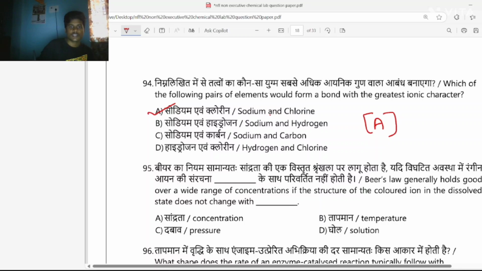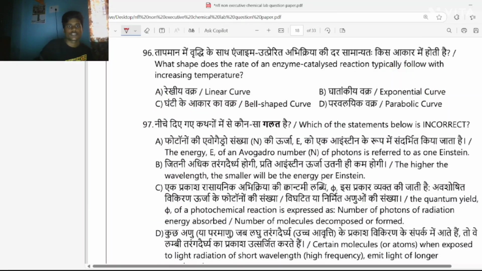Next question. What shape does the rate of an enzyme catalyzed reaction typically follow with increasing temperature? The graph is just like this. At optimum temperature, it is maximum; with either increase or decrease in temperature, the rate falls like this. So it is like a bell shaped curve. Option C is the correct answer.